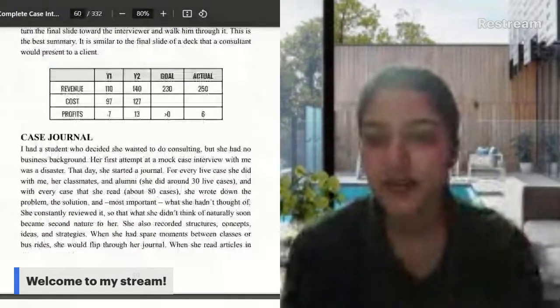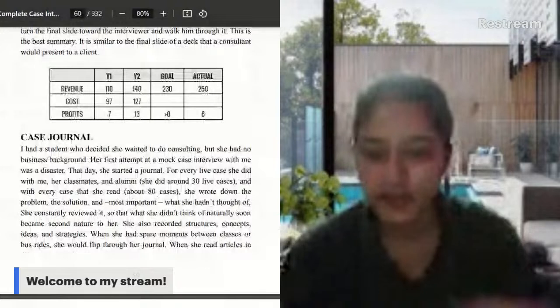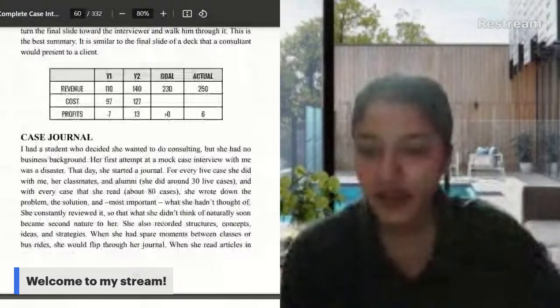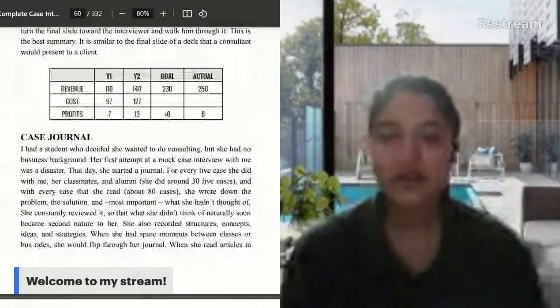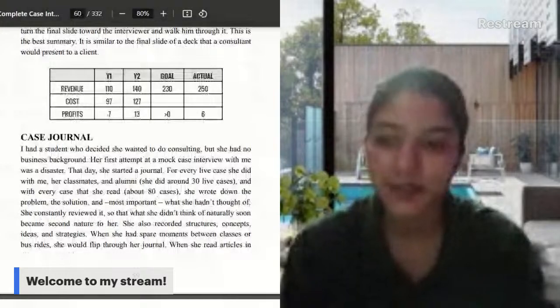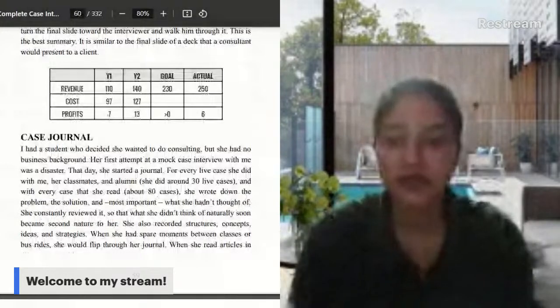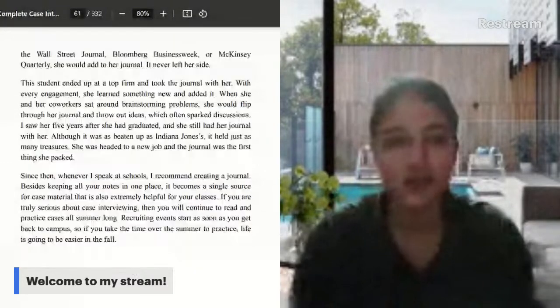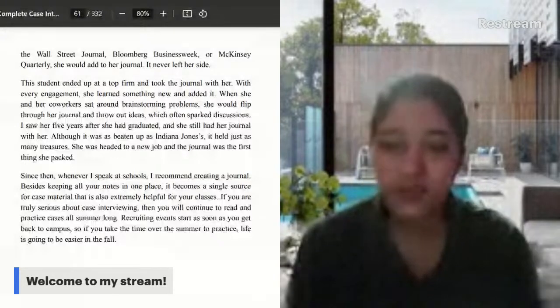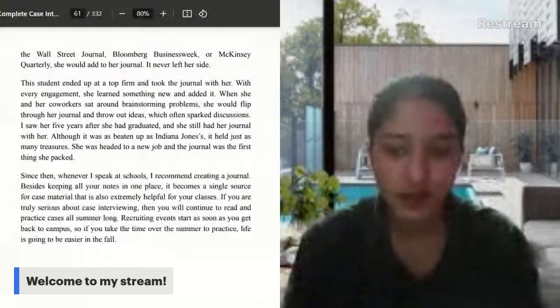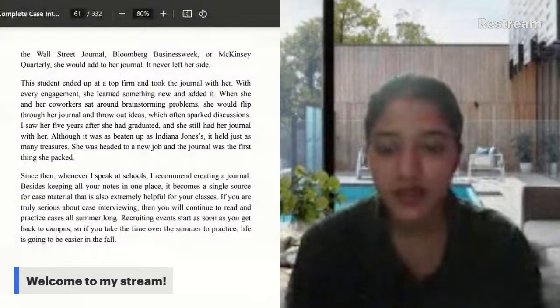The student ended up at a top firm and took the journal with her. With every engagement, she learned something new and added it. When she and her co-workers sat around brainstorming problems, she would flip through her journal and throw out ideas, which often sparked discussions. I saw her 5 years after she had graduated, and she still had her journal with her. Although it was as beaten up as Indiana Jones's, it held just as many twists. She was headed to a new job, and the journal was the first thing she packed.